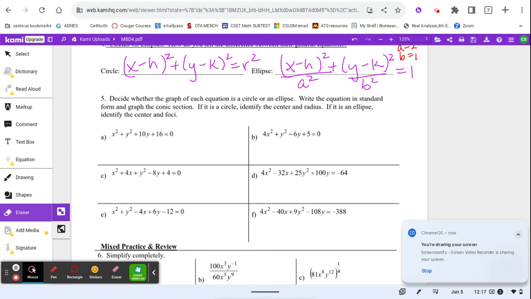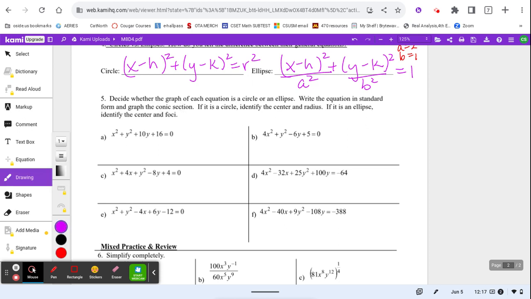Okay, decide whether the graph of each equation is a circle or an ellipse. Write the equation in standard form and graph the conic section. We are not going to graph these, but we are going to find the center and the radius, or the center and the A and the B. Don't worry about the foci. Okay, so let's go take a peek.